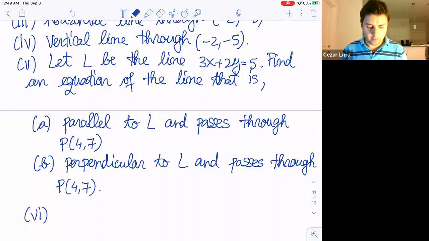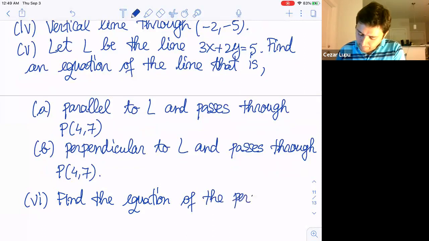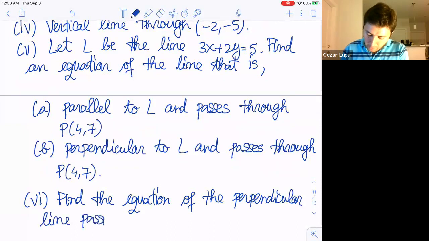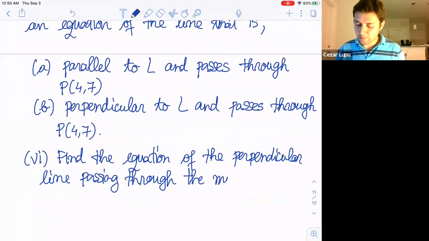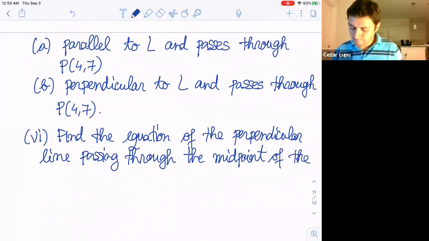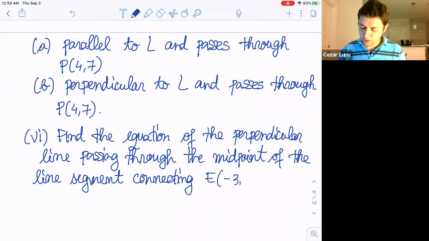And now the sixth task: find the equation of the perpendicular line passing through the midpoint of the line segment connecting these points, E of coordinates -3 and 7, and F of coordinates 4 and 1.